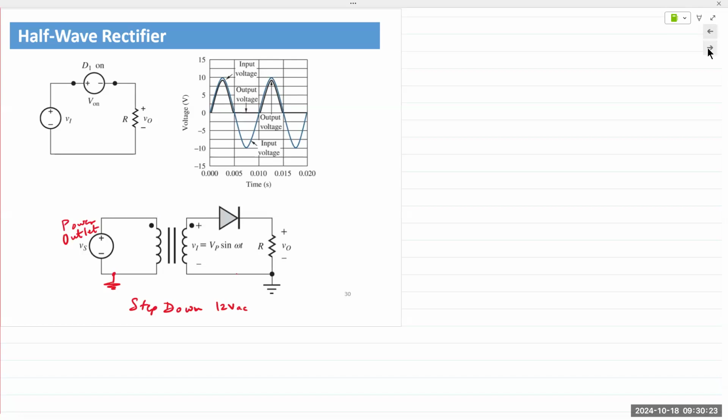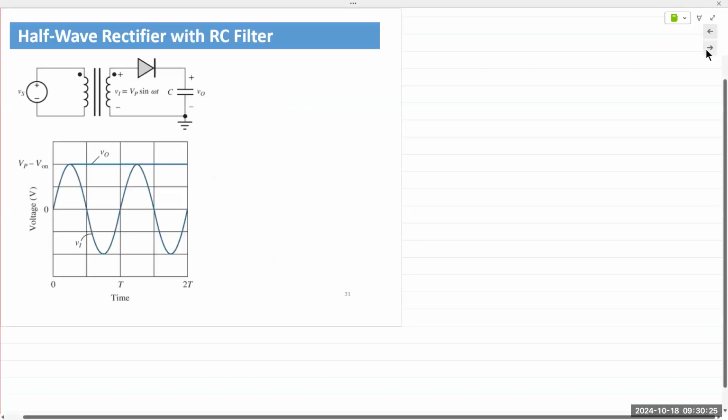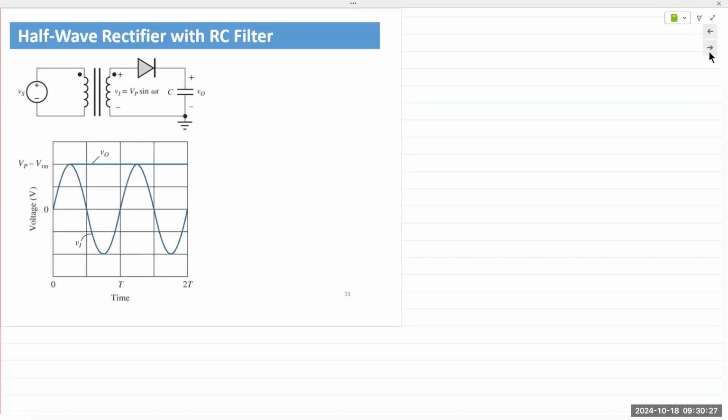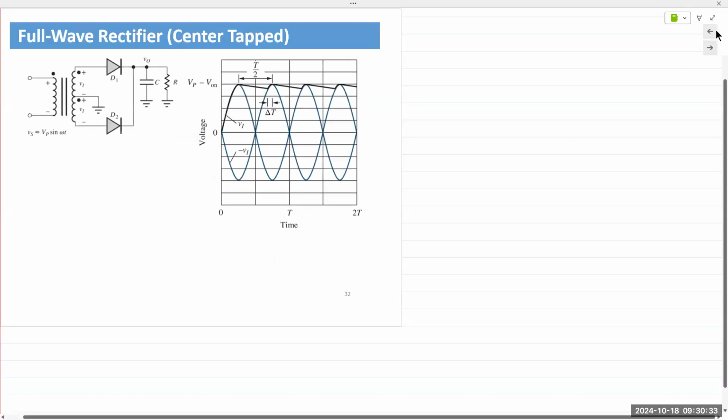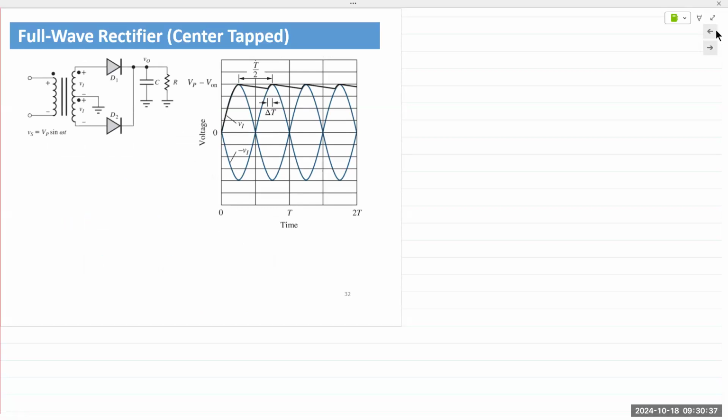And the disadvantage of the half-wave rectifier is then corrected with a center tap full wave. And we'll talk about the filter in this center tap waveform. Center tap rectifier.